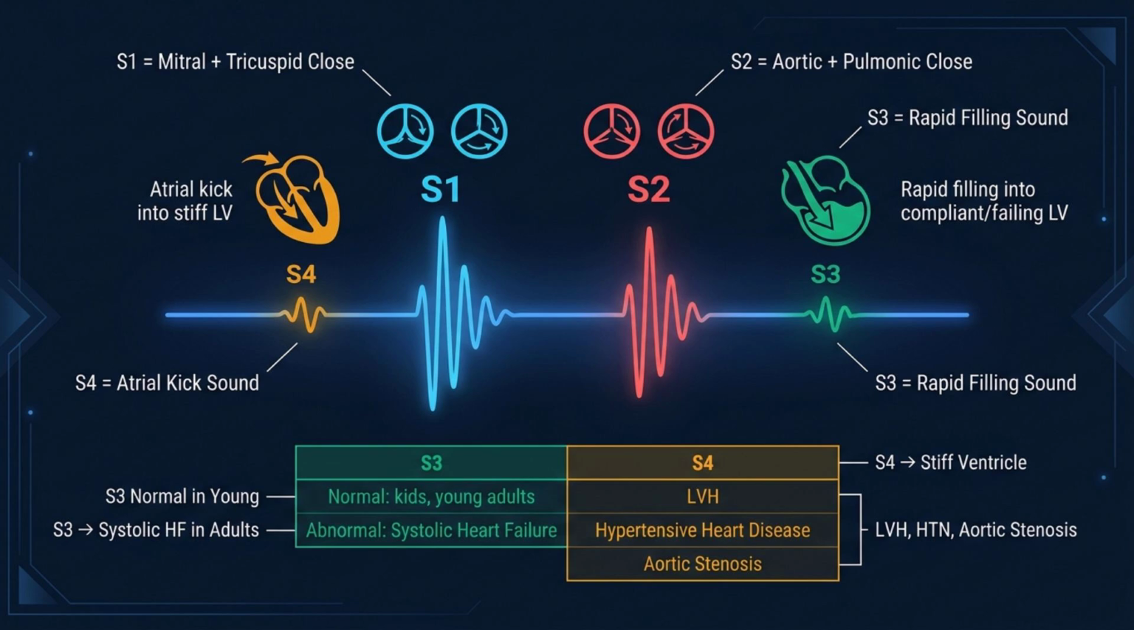S4 is caused by atrial contraction, pushing blood into a stiff, non-compliant ventricle, classically seen in left ventricular hypertrophy, hypertensive heart disease, and aortic stenosis.